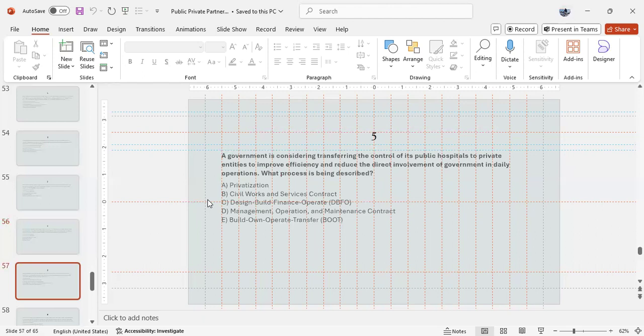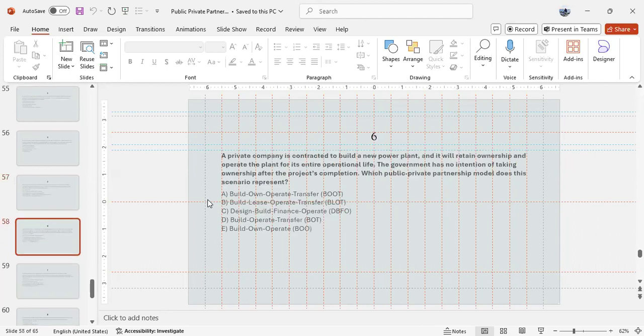Increased investment. A government is considering transferring the control of its public hospitals to private entities to improve efficiency and reduce the direct involvement of government in daily operations. What process is being described? A. Privatization. B. Civil work and service contracts. C. Design, build, finance, operate. D. Management, operation and maintenance contract. Or E. Build, own, operate, transfer. The correct answer is A.